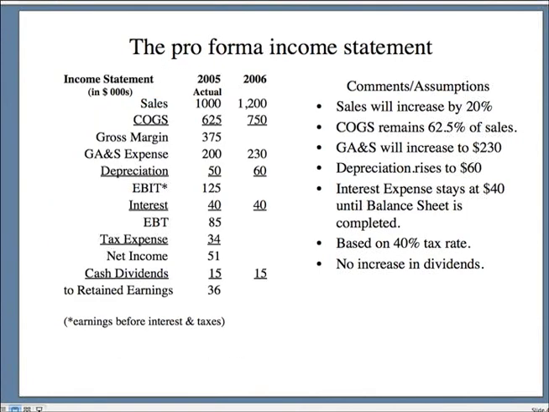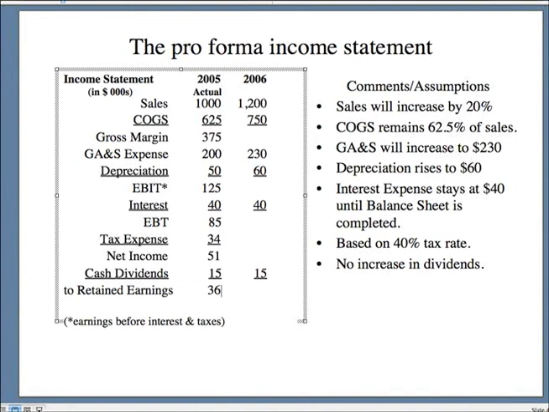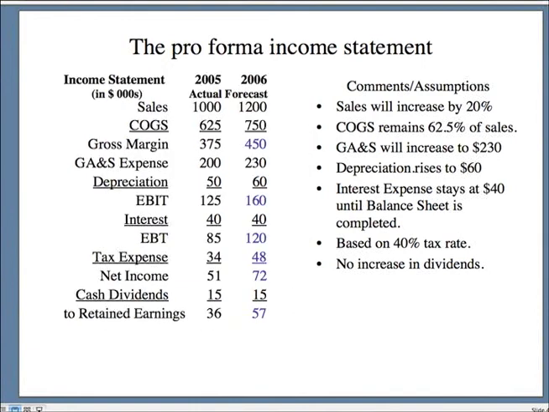I say there's going to be a sales increase of 20%. Cost of goods sold, we'll say it's 62.5% of sales. Here's something about general, administrative, and sales expense, and so on. The things that we have to remember here are that depreciation is 60, and then eventually what we're going to take to retained earnings, and those will be things that will help us construct the balance sheet.